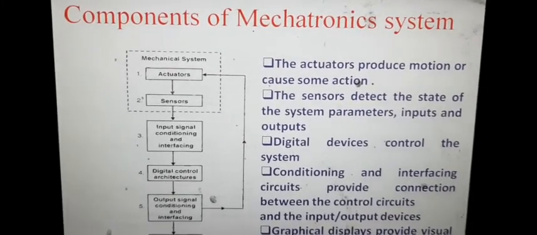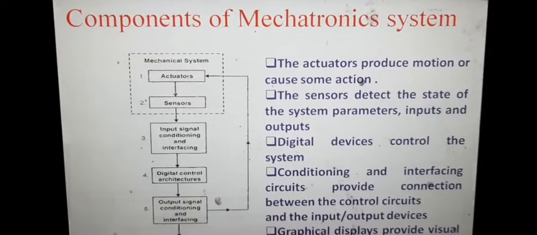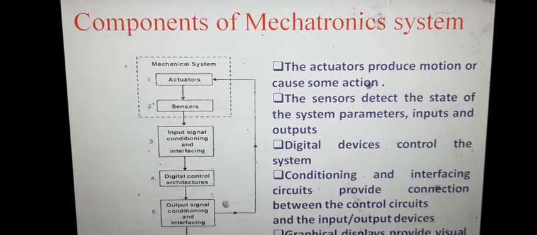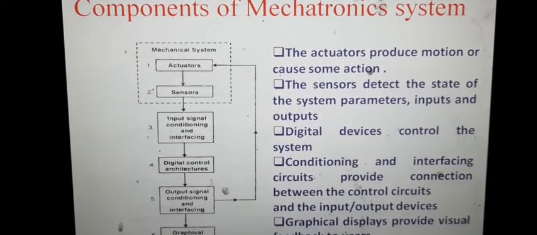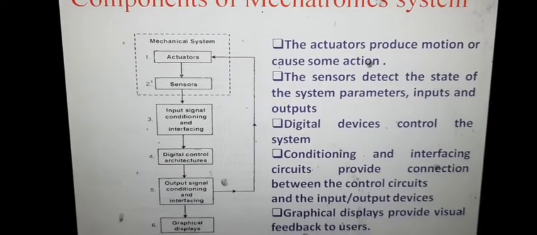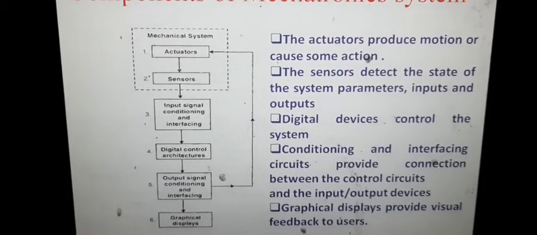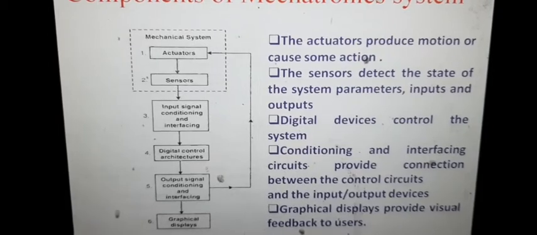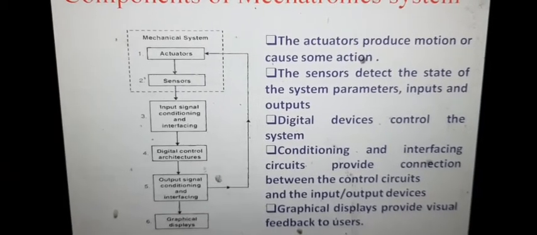Hello everyone. In this video, I am going to discuss the different components of a mechatronic system. The components are actuators, sensors, input signal conditioning and interfacing, digital control architectures, output signal conditioning and interfacing, and graphical displays.